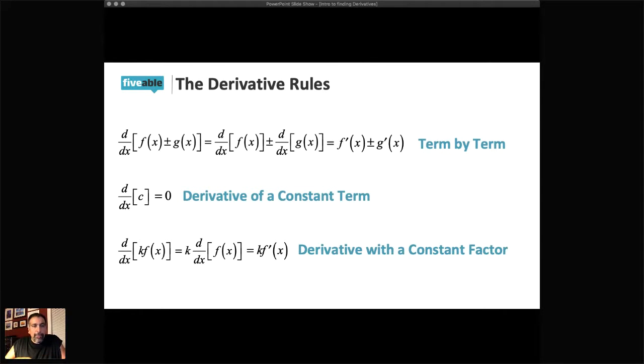So again, term by term, you can take the derivatives of terms separately. A constant term, a constant by itself, that derivative is always going to be 0. And a constant factor, if you see something being multiplied by a constant, give that constant a free ride to the answer and take the derivative of the piece that's left. So keeping these in mind, along with the other rules, we are now going to look at a bunch of examples this evening, trying to get you guys really comfortable with taking derivatives.